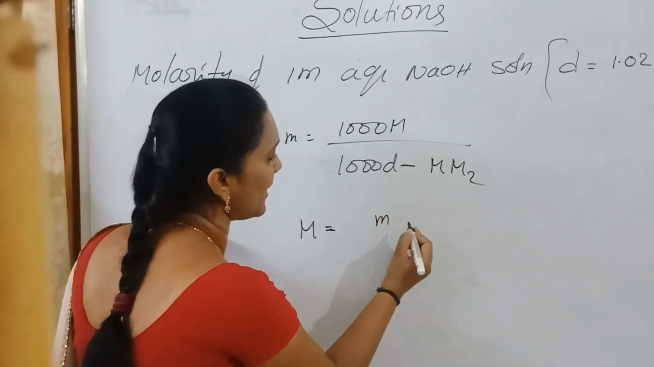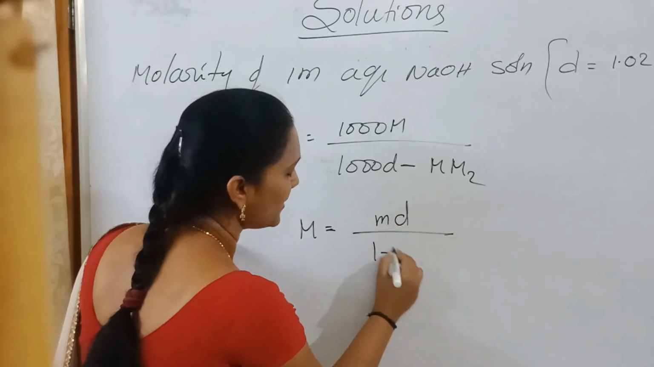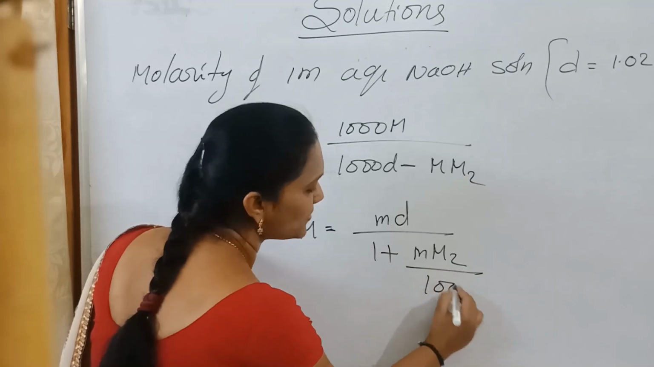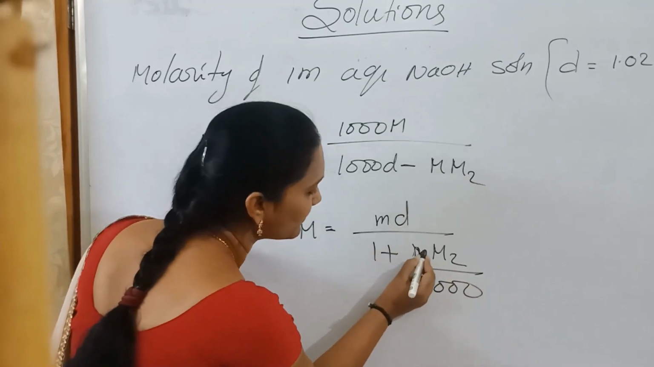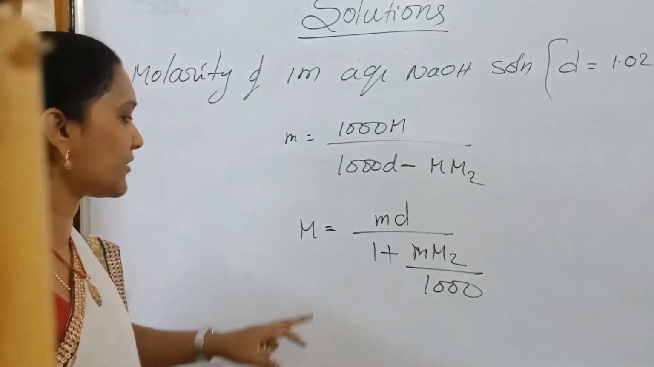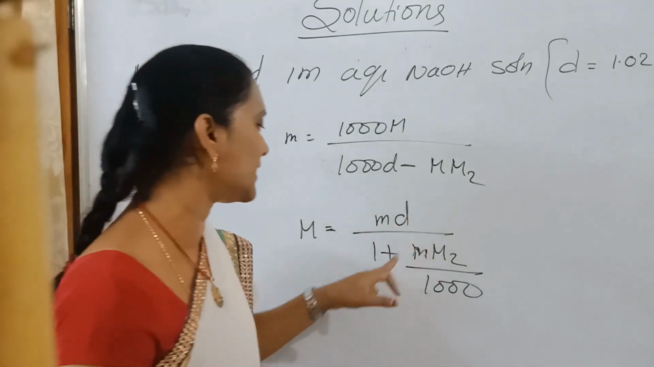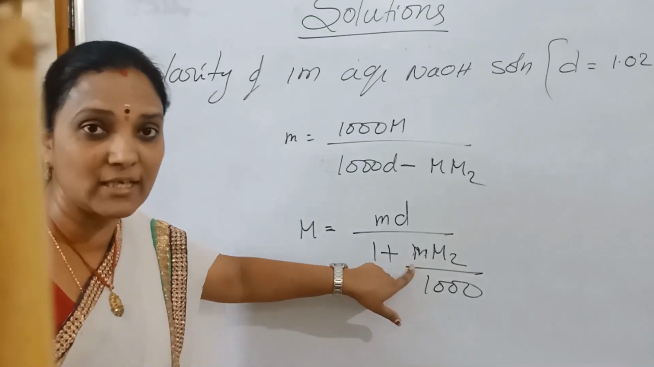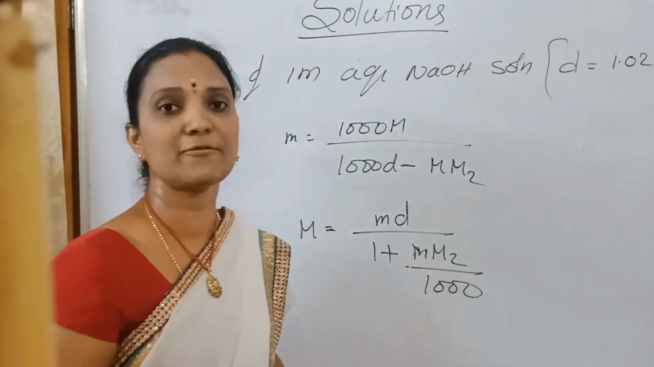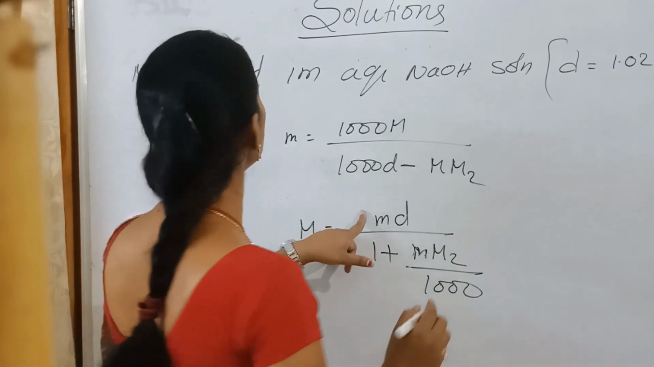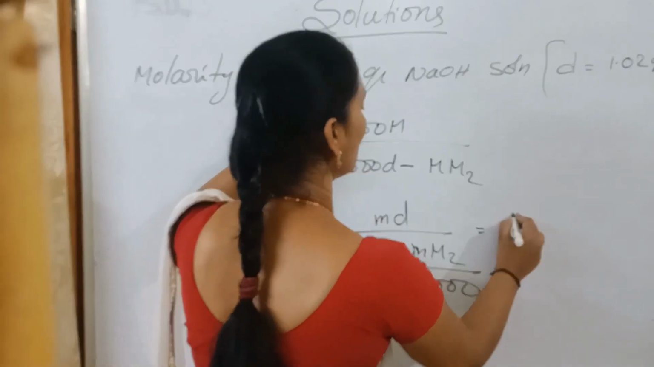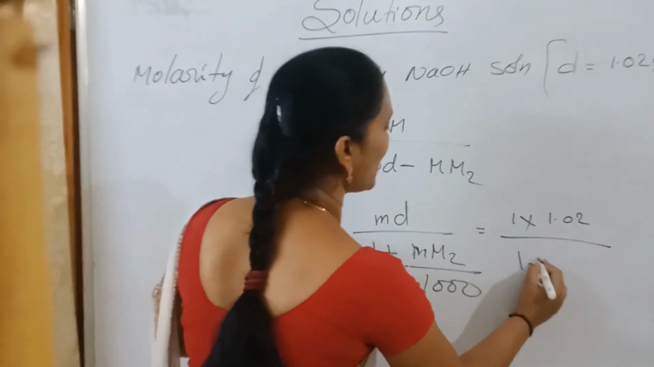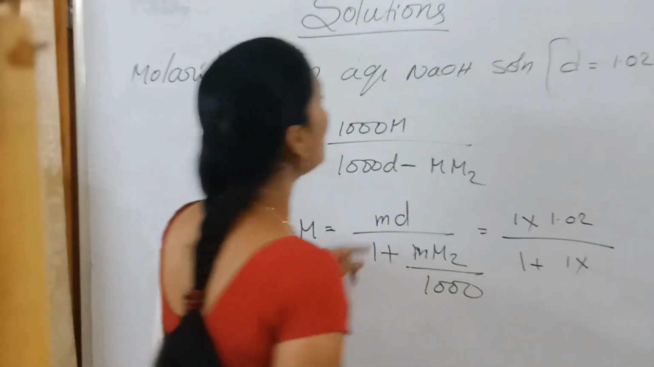Molarity is equal to m d by 1 plus m M2 by 1000. This is the molarity. After simplification, molarity is equal to m d by 1 plus m M2 by 1000. Small m is molality, and M2 is the molecular mass of the solute. So now, what did they give? Molality 1 m, density 1.02, by 1 plus molality 1 and the molecular mass of the solute.